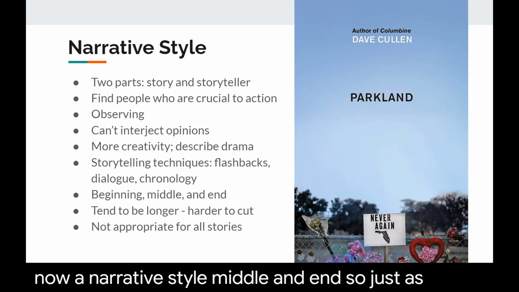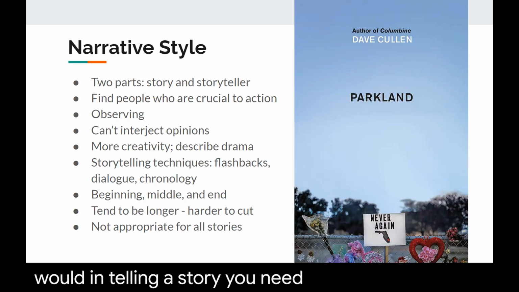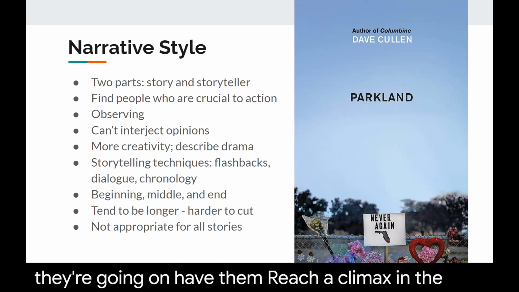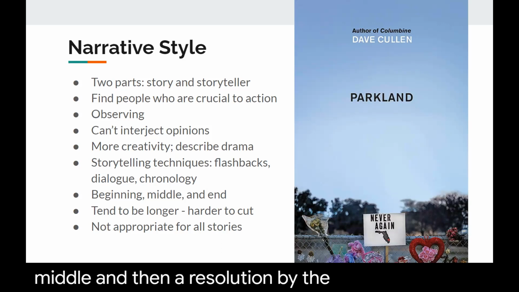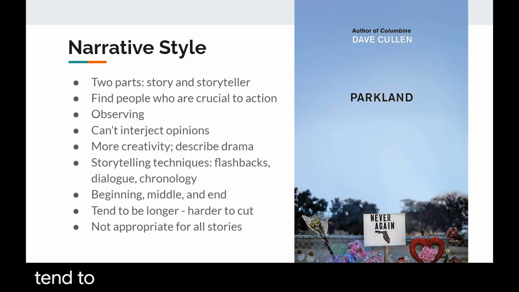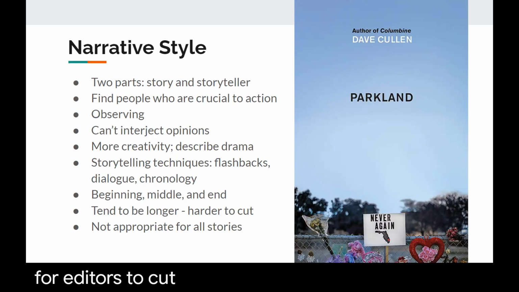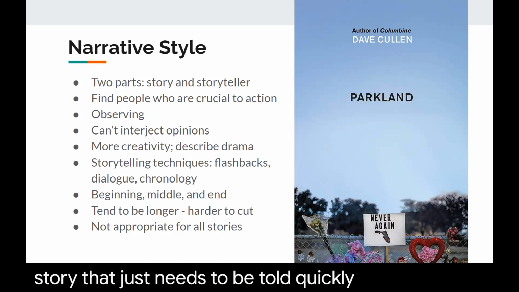So just as you would in telling a story, you need to start kind of with a main character, describe the problem or journey they're going on, have them reach a climax in the middle, and then a resolution by the end. These pieces tend to be a bit longer, which means they're harder for editors to cut. And it's not appropriate for all stories by any means. If you have a breaking news story that just needs to be told quickly, this isn't the place to do it.